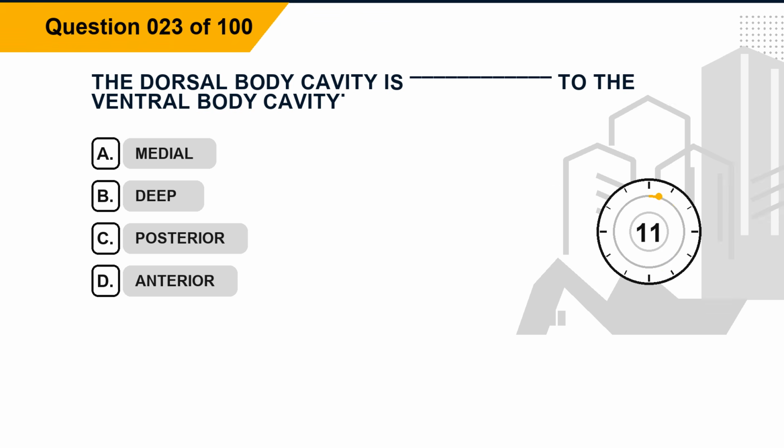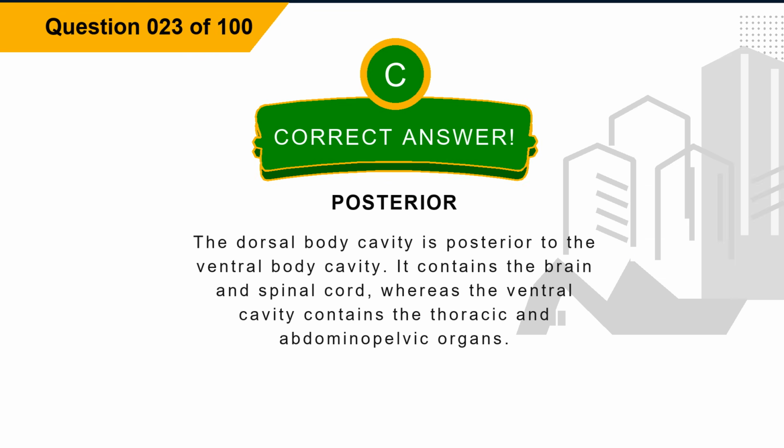Question 23. The dorsal body cavity is blank to the ventral body cavity. Option A, medial. Option B, deep. Option C, posterior. Option D, anterior. The correct answer is option C, posterior.